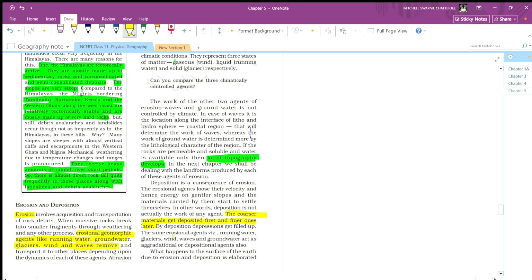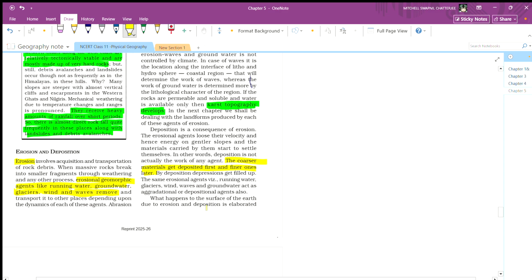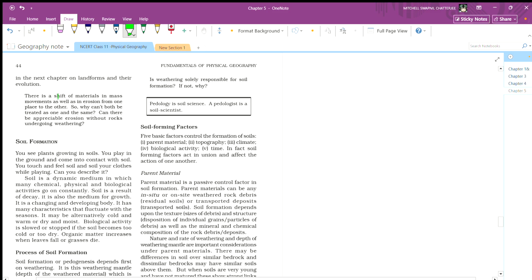The same erosional agents, like running water, glacier, wind, waves, and groundwater, act as aggradational or depositional agents also. What happens to the surface of Earth due to erosion and deposition is elaborated in the next chapter on landforms and their evolution. There is a shift of material in mass movement as well as in erosion from one place to another.